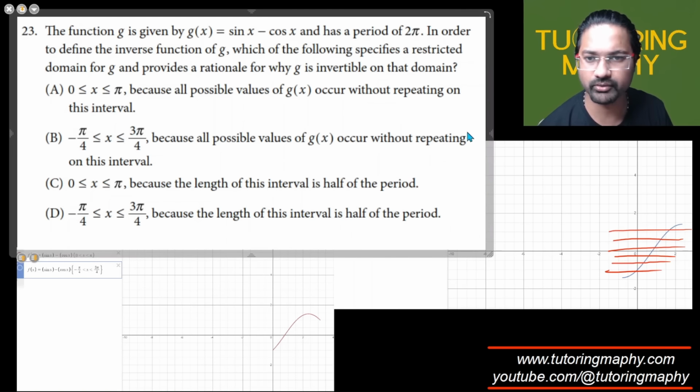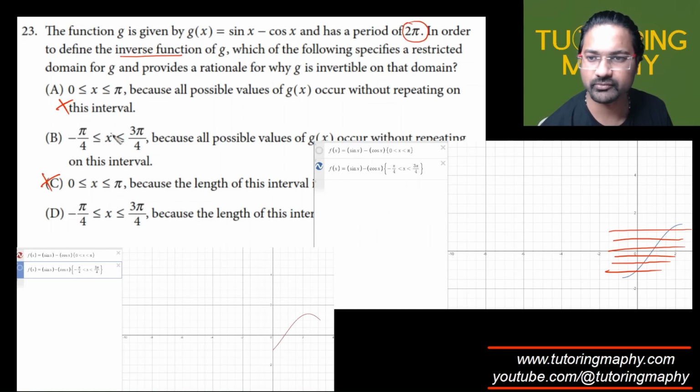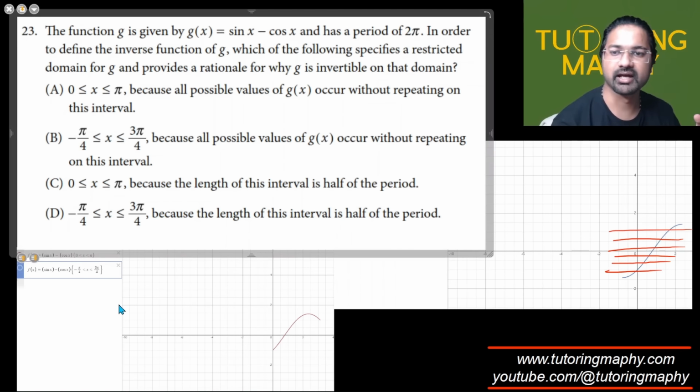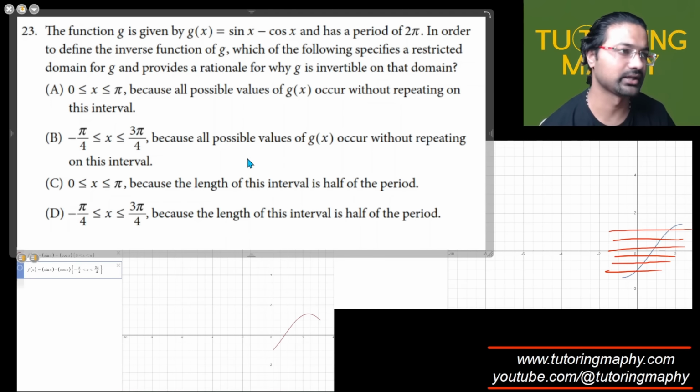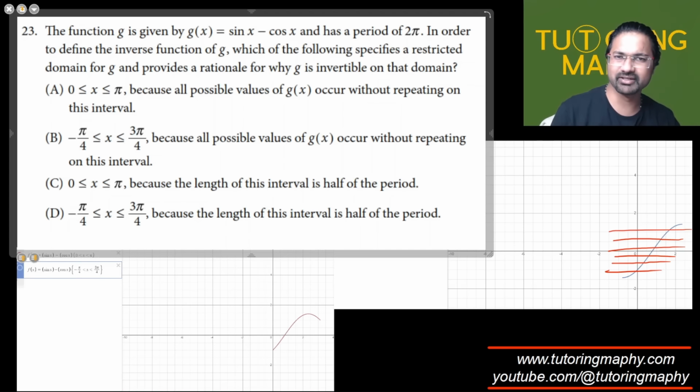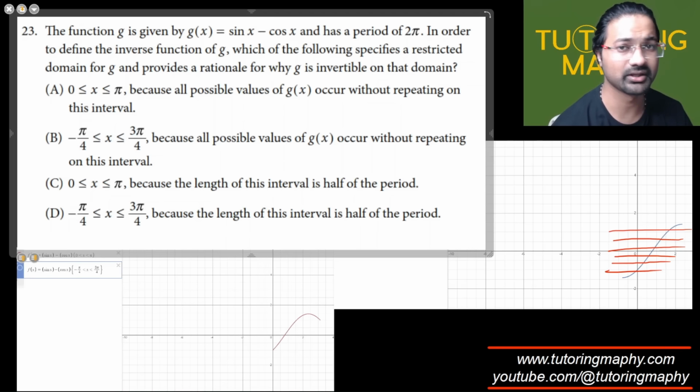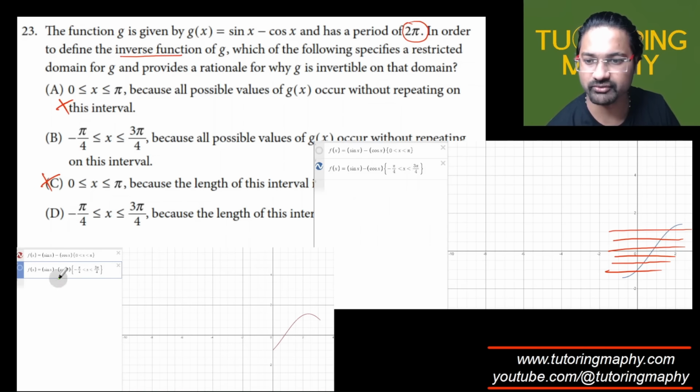So okay, now if you read option B, it says that it is negative pi over 4 to 3 pi over 4 because all the possible values of G occur without repeating in this interval. That's option number 1, occur without repeating. And because the length of this interval is half of the period, that doesn't really make any sense, right? Option D doesn't make any sense. So it has to be option B, because all the possible values of G occur without repeating on this interval. That's what we want. We don't want the Y values to be repeated. So the answer for this question would be option number B over here.